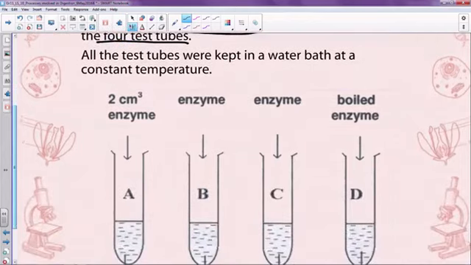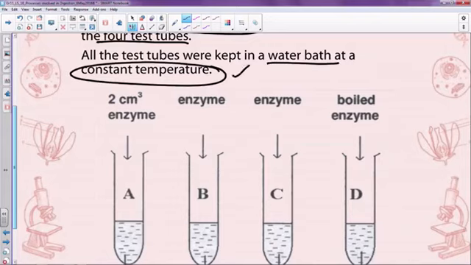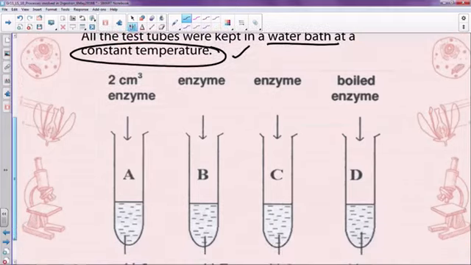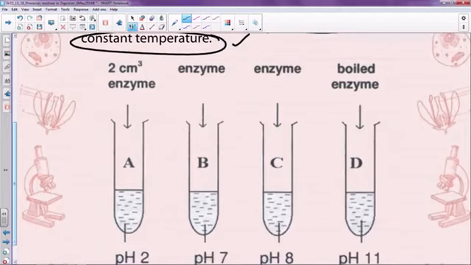All the test tubes were kept in a water bath at a constant temperature. So here we're seeing a control variable in which all the test tubes were subject to the same conditions in terms of temperature. Let's look at test tubes A, B, and C. Here we're seeing 2 centimeters of enzyme in A, B, and C, and in D, boiled enzyme.